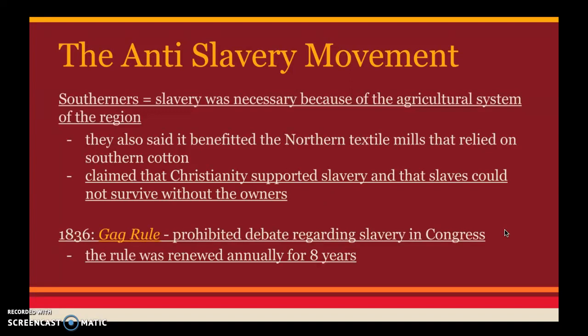All right, so for a long time in this nation, while two sides are growing further and further apart on their opinions on slavery, we have the federal government doing nothing to address it. Obviously, we know that this issue will come to a head in 1861 with the start of the Civil War.